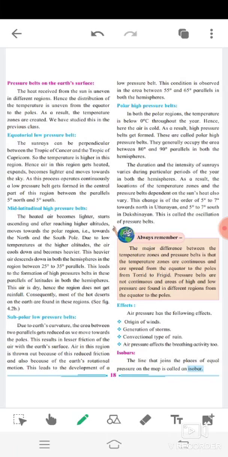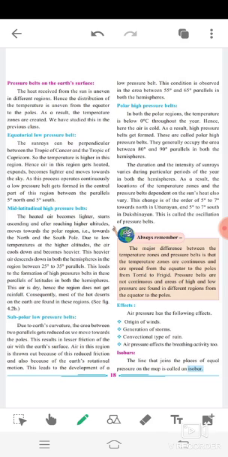This is the continuation of geography chapter number 4. So let's start with a new paragraph. Pressure belts on the earth's surface. The heat received from the sun is uneven in different regions. Hence, the distribution of the temperature is uneven from the equator to the poles. As a result, the temperature zones are created. We have studied this in the previous class.